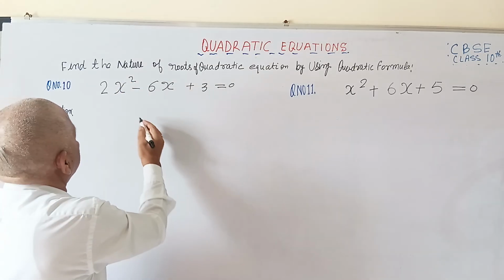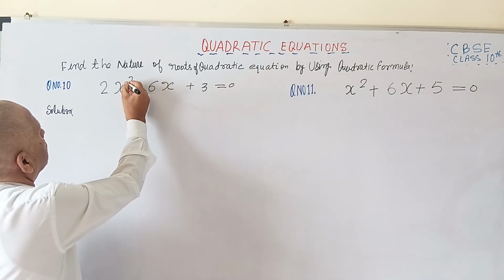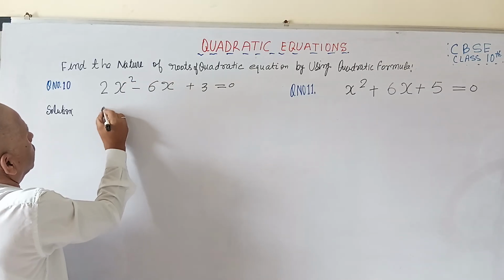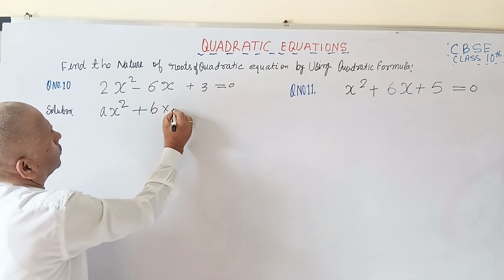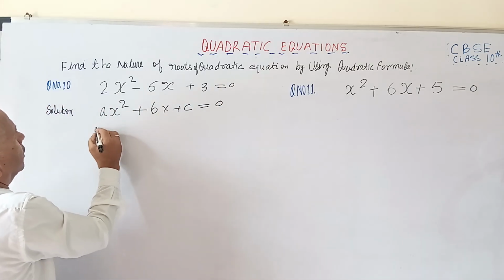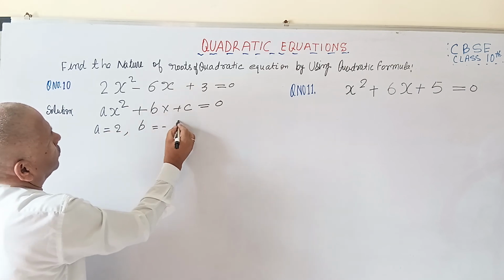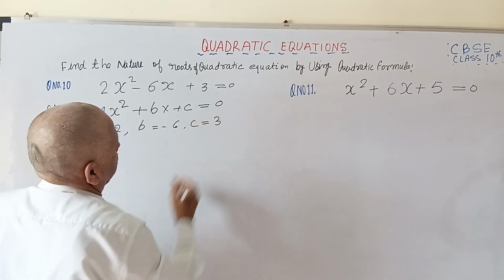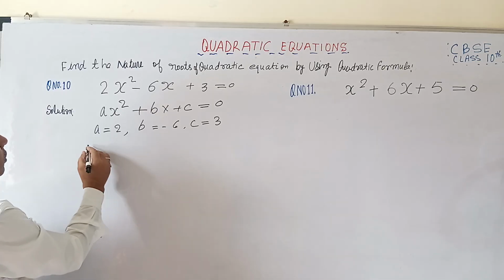Now we will compare this with the standard form of quadratic equation, that is ax square plus bx plus c equals to 0. Here a equals to 2, b equals to minus 6 and c equals to 3. Now we will first calculate the discriminant.